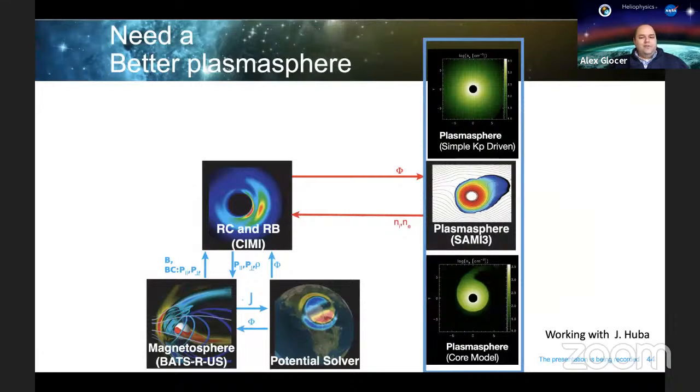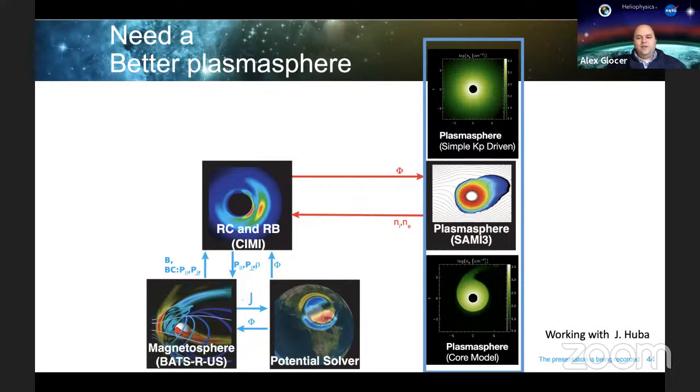So the other model improvement I want to talk about just very briefly is the need for a better plasmasphere. In the study I showed earlier in the presentation, we're using the plasmasphere in SIMI, which is this core plasmasphere model on the right, which is solving for the total flux tube content based on empirical refilling rates. It doesn't give you the density, it gives you the total flux tube content. So you have to make an assumption about how the density varies along the field line. You also don't know the temperature, so you have to assume what the temperature is. And so this is pretty limiting.